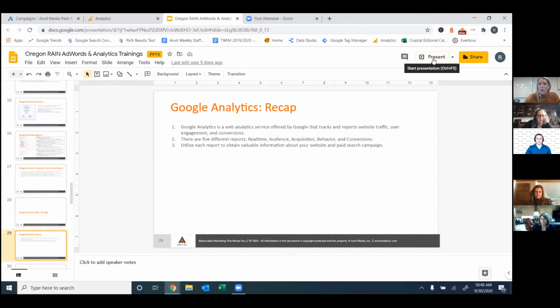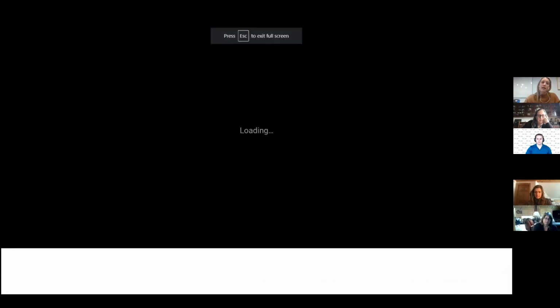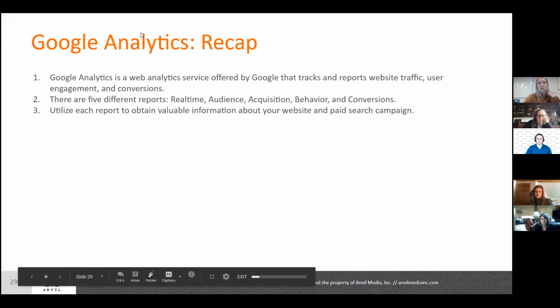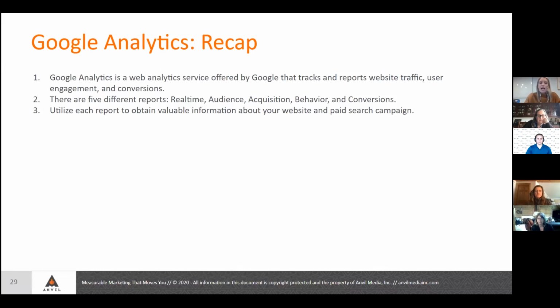So just as a quick recap, Google Analytics is the web analytics platform to track and report your website traffic, user engagement, and conversions. We went through the 5 different reports of real-time, audience, acquisition, behavior, and conversions. And you can utilize each of these reports to obtain valuable information about your website and even your paid search campaign. So before we jump into the last chunk of our training about linking these two platforms, are there any last questions about analytics?